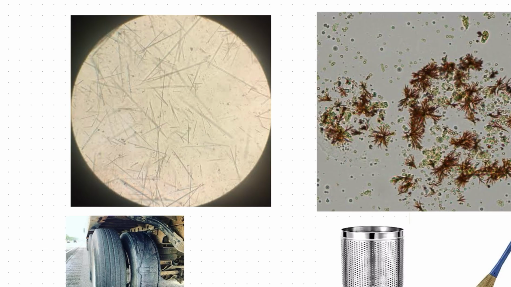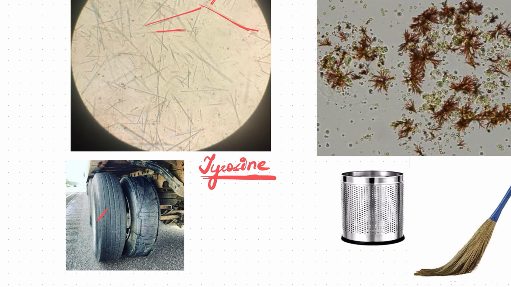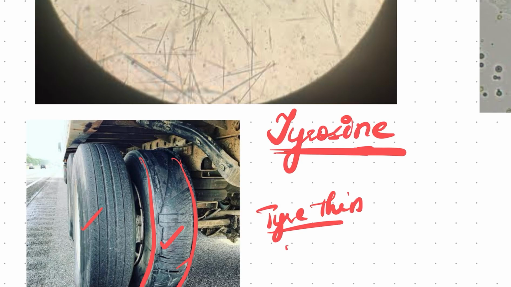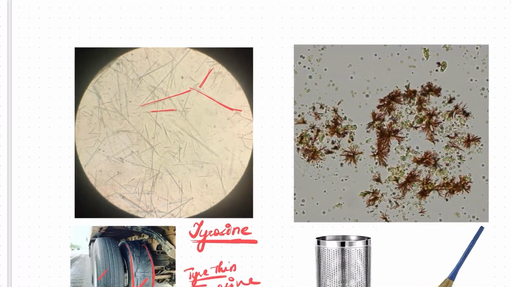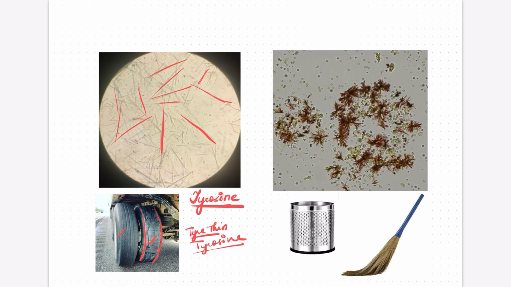Next is this slide, with long, extremely thin needles. Thin needles are seen in tyrosine crystals. You can remember a tire has become thin. This is a worn out tire, which has become thin over time. So tire has become thin means tyrosine. These are long thin needles like hair strands.